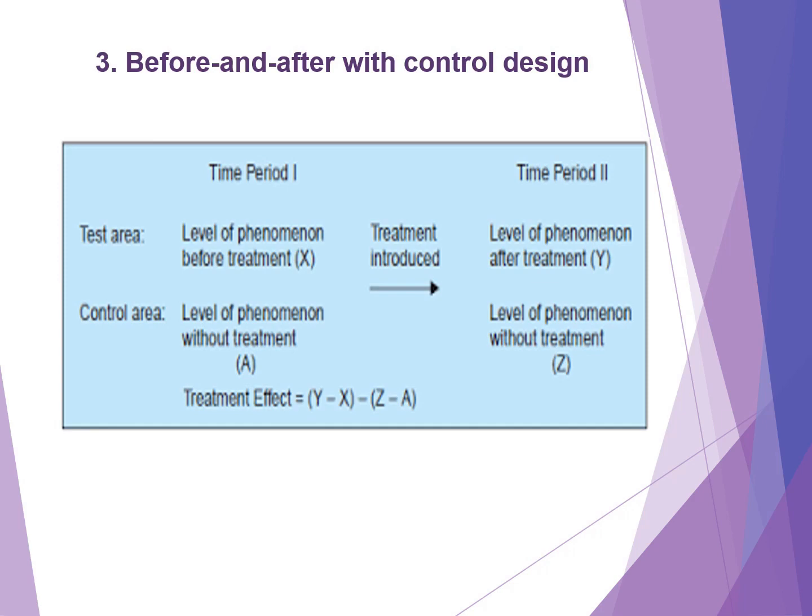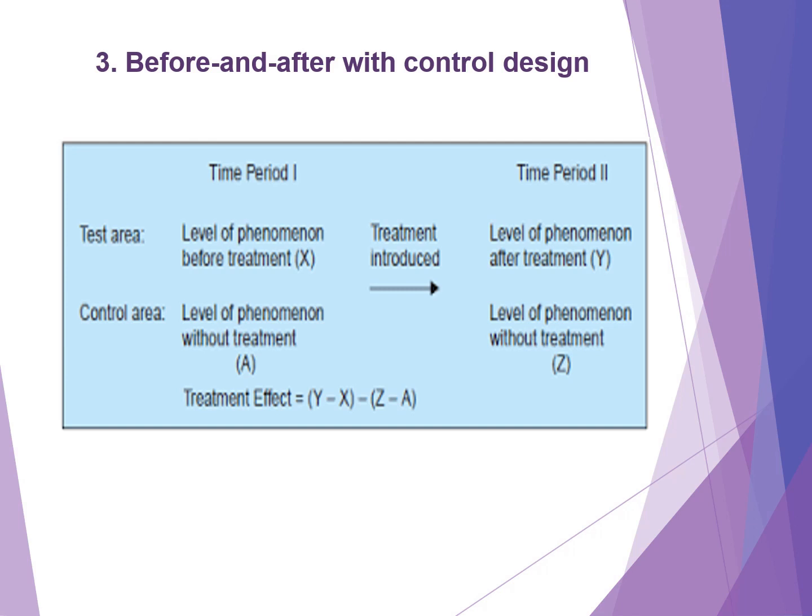In this design we can see that we have two areas that are selected, that is test area and the control area. Test area is the area where we are going to introduce the treatment, and in the control area we are not going to introduce the treatment, but it is the area under study. And the important factor is that the level of phenomenon is measured in an identical time period in both the areas. This is the important factor.